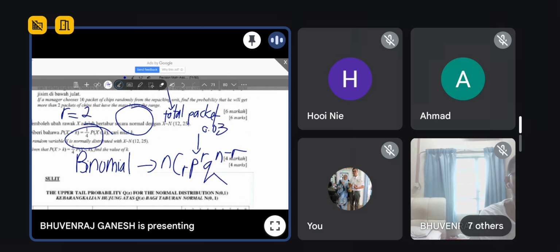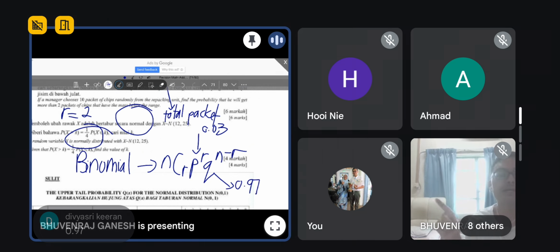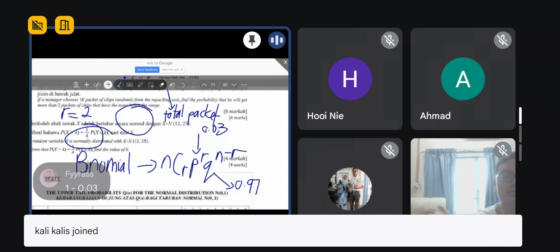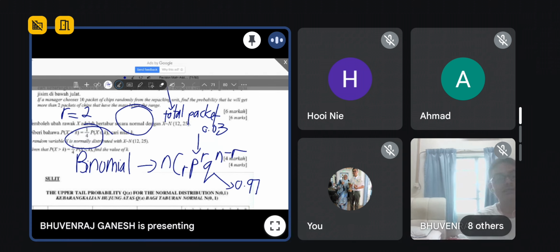So what is your Q value, guys? Can you all tell me? Apa nilai Q? If P is 0.03, Q will equal to? Very good, 0.97. Remember, nilai P tambah nilai Q equals to what? The answer is 1. So kamu kena tolak lah dua-dua nilai. You minus both values, then you will get the Q value.